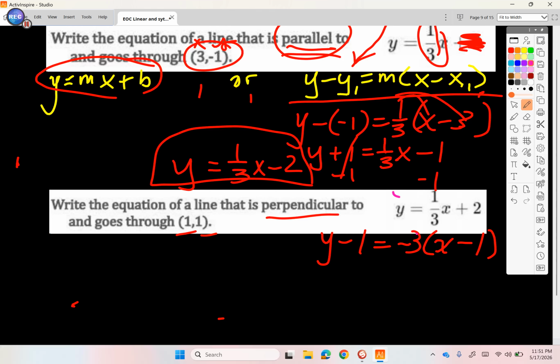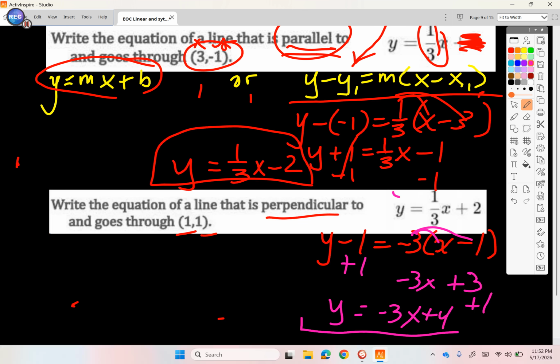So let's do it over here. -3 times x, -3x. -3 times -1 is +3. Add 1 to both sides. And now we have the equation. See how quick that was? It is easier. Don't be scared of it. Point slope is easier when it's a parallel or perpendicular question. But you can always do it both ways.